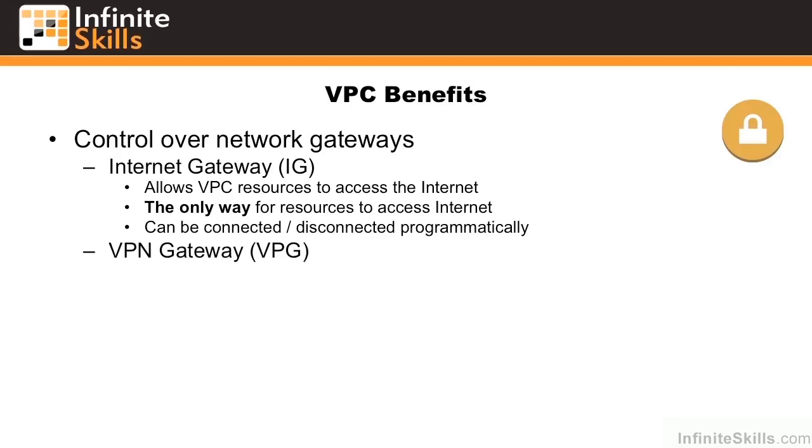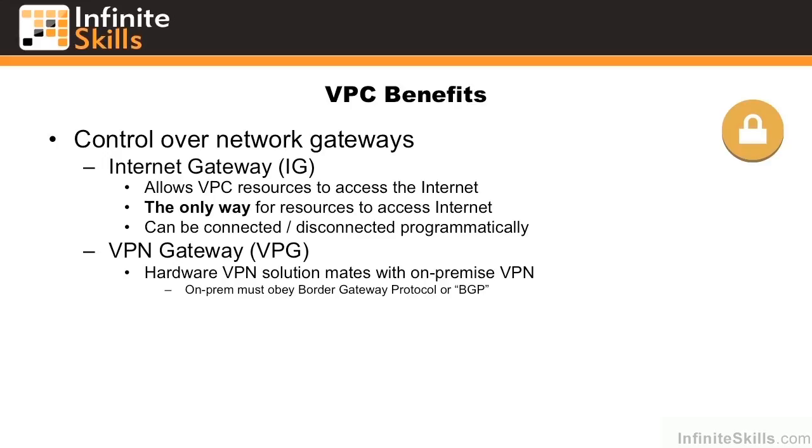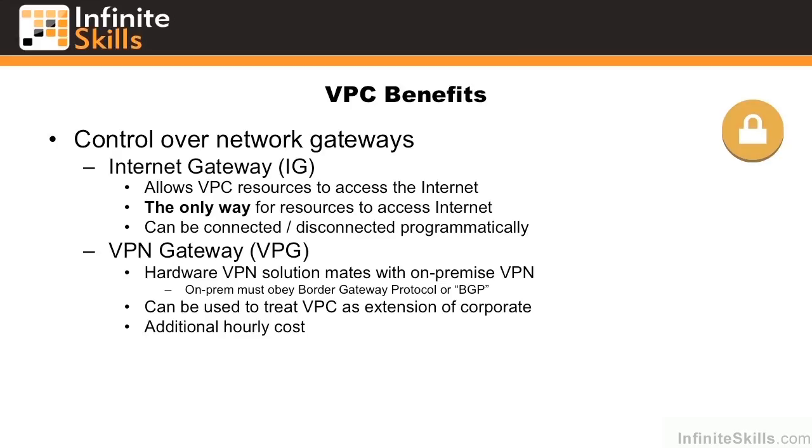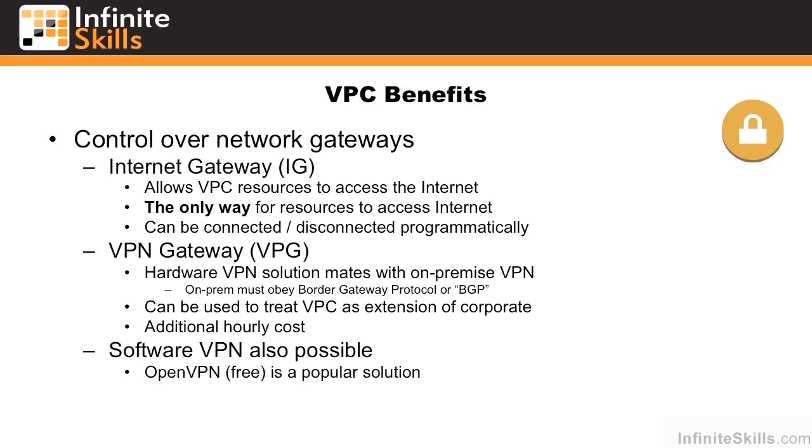There's also a VPN gateway, or VPG. This is a hardware VPN solution that mates with your on-prem VPN. Your on-prem has to obey BGP, or Border Gateway Protocol. Most of the major VPN appliances do. These can be used to treat the VPC as an extension of corporate. It comes at an additional hourly cost, and software VPN is also possible. I've deployed OpenVPN many times, and I can recommend it as an excellent solution.